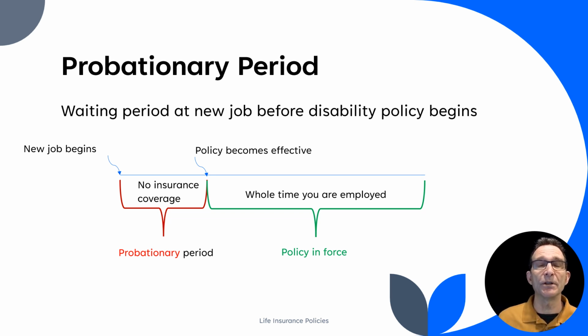So once your policy becomes effective, then you're covered with your disability policy. And if you were to become disabled when the policy is in force, then you would get your coverage according to those policy's terms and conditions, and you would be all set. So those are the differences. Let's go ahead and recap on the next slide.